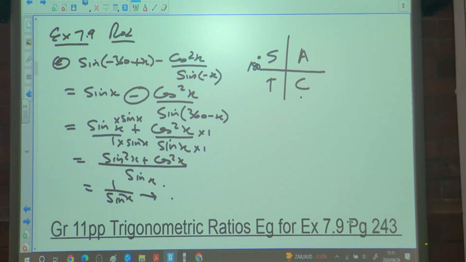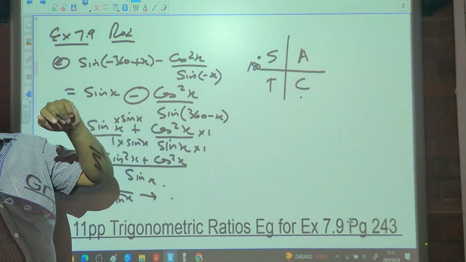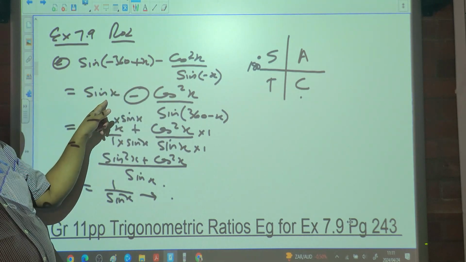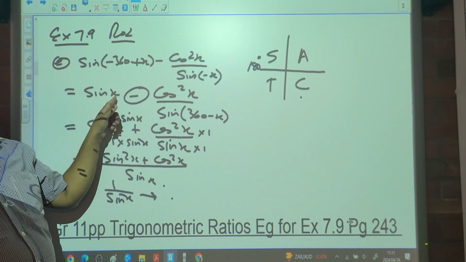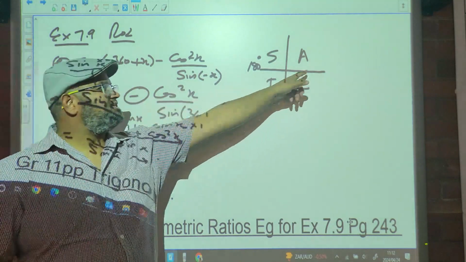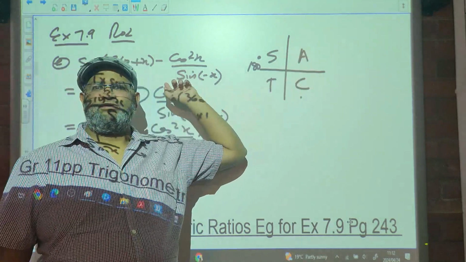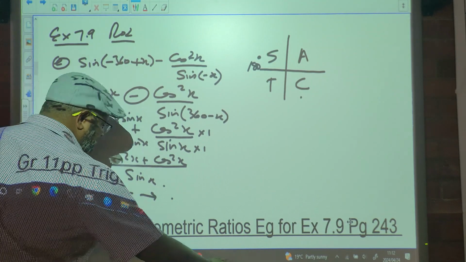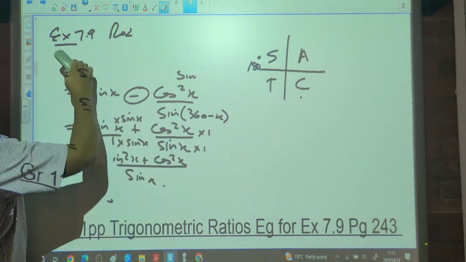Where did you guys go wrong? I said negative 360 plus 360, and then I got 0. Then I added 360 again, so then you got 360 plus x. Yes, sir. Then 360 plus x is in the first quadrant, sine is positive. Yes, sir. Anyway, is that the only mistake you made? Anybody else has a problem number 2? 2C.